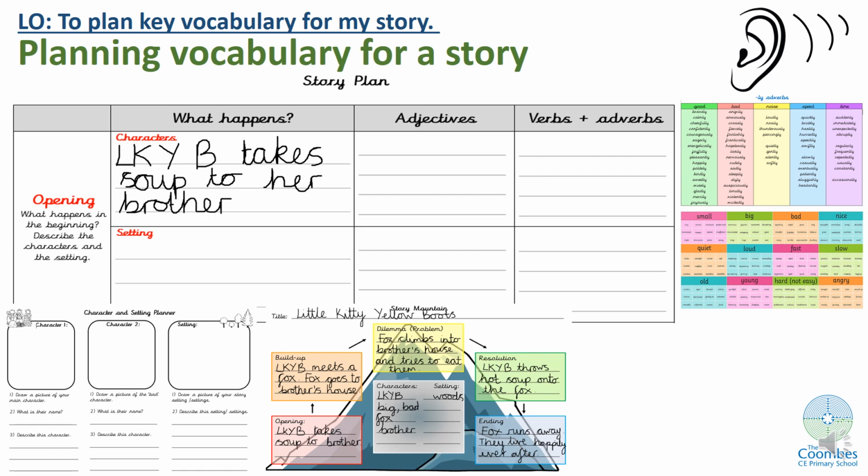So now I need to think, how can I describe those characters? So I've already said that her brother is poorly, so I can use that as my adjective. He's not feeling very well. How could I describe Little Kitty Yellow Boots? I could say that she is kind, and caring because she's taking soup to her brother.